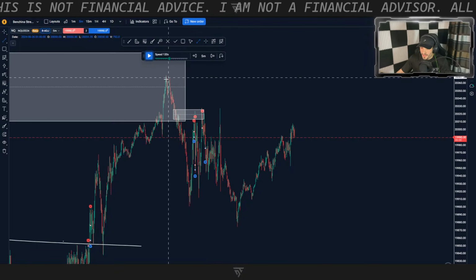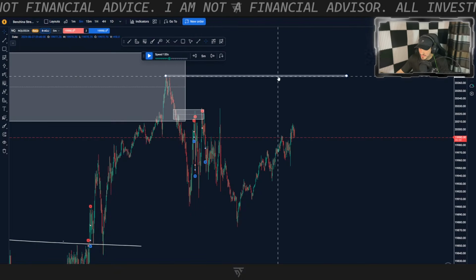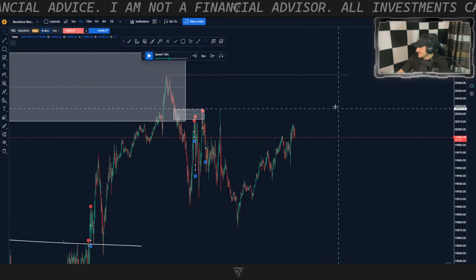Okay, cool. Let me mark out that high. This is the high that we want price to close up above, possibly putting in an SNDR.